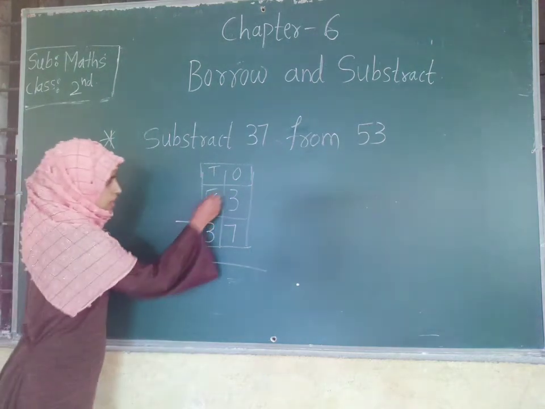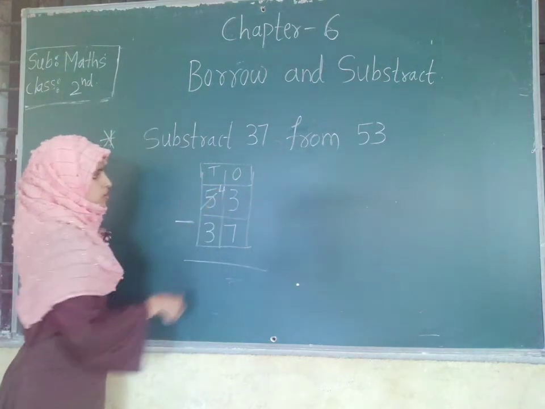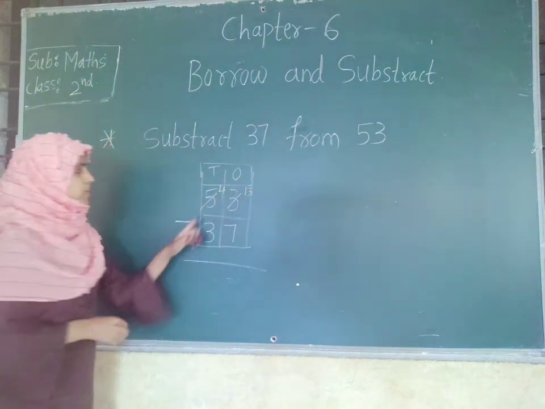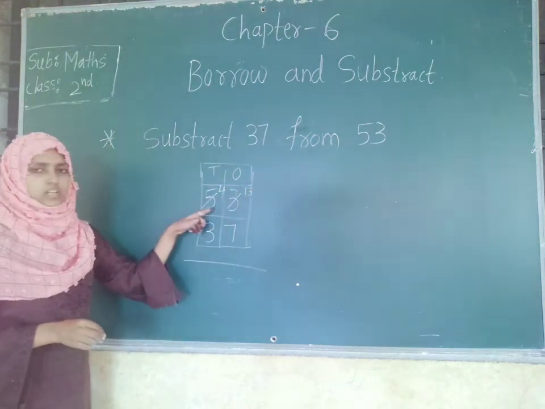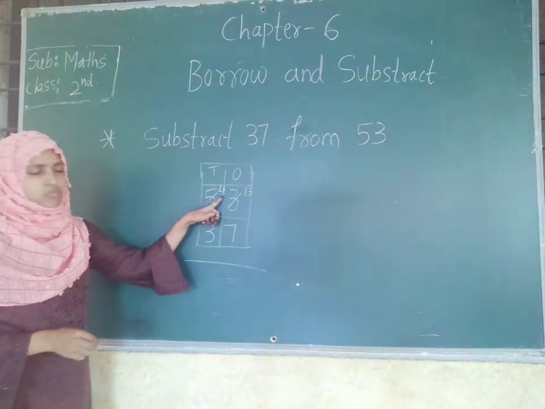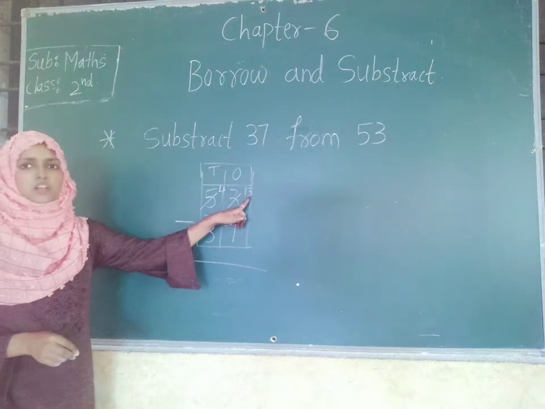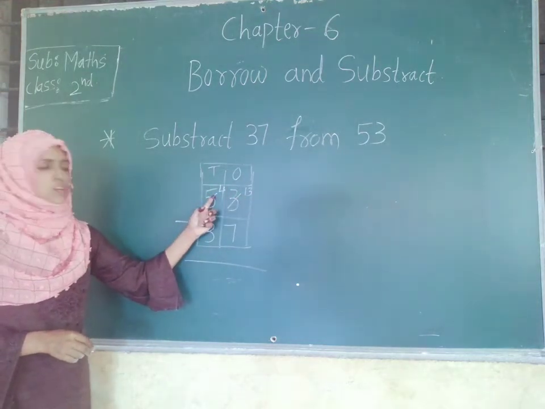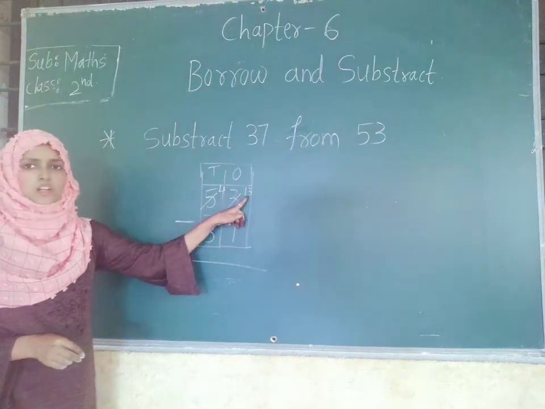Regroup this 5 as 4. Next this 3 as 13. We need to take one borrow from this tens place. If we take 1 ten, 5 becomes 4. So 3 becomes 13 ones. Okay. So we have taken 1 ten from this tens place. So 3 becomes 13 ones.